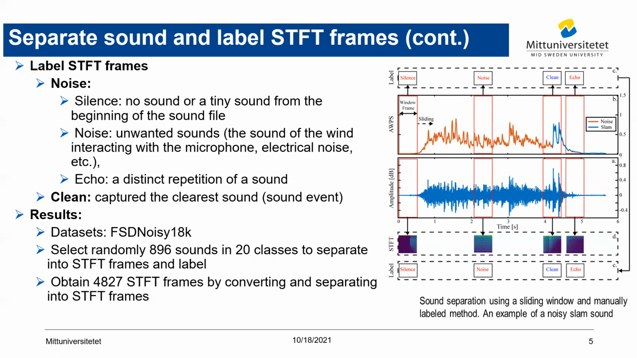All generated STFT frames were labeled as silent, clean, noise, and echo based on the frame label in figure C. Afterwards, the silent, noise, and echo frames are gathered into an additional noise class. In this research, we use the FSD Noisy18k dataset. There are 20 subclasses in this dataset, which are acoustic guitar, bass guitar, clapping, coin, cracks, drip, engine, fart, fire, and so on.